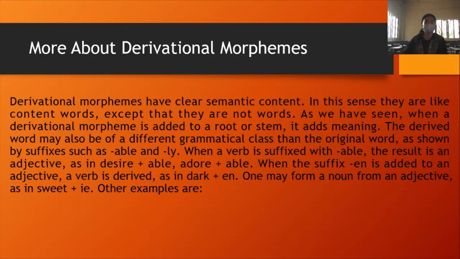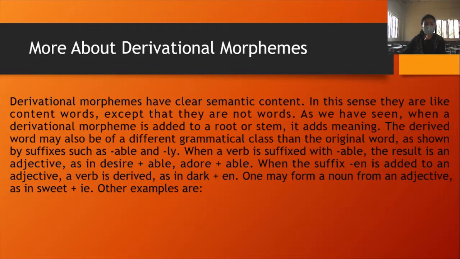So, more about derivational morphemes. Derivational morphemes have clear semantic content. In this sense, they are like content words, except that they are not words. As we have seen, when a derivational morpheme is added to a root or stem, it adds meaning. The derived word may also be of a different grammatical class than the original word, as shown by suffixes such as able and ly.